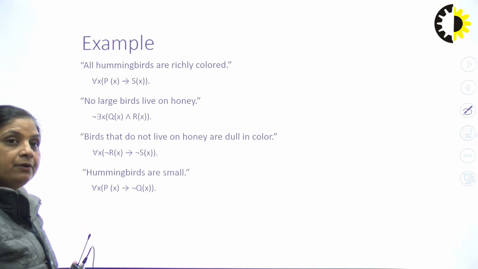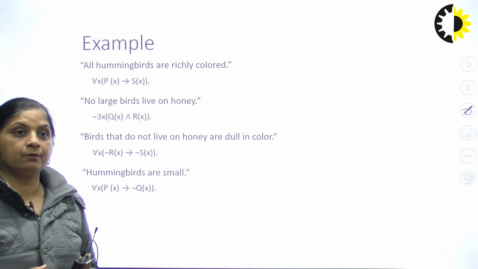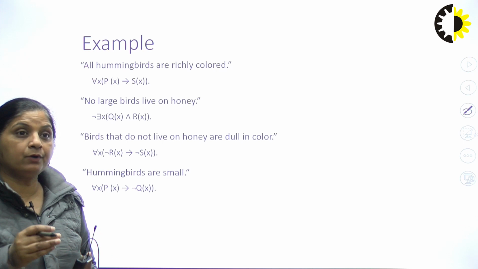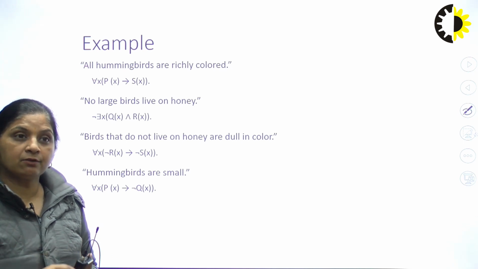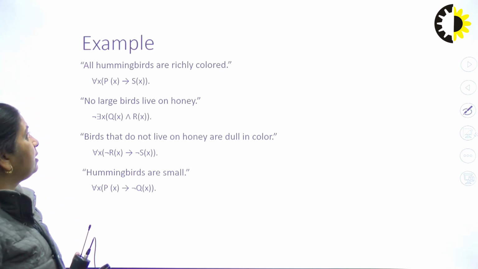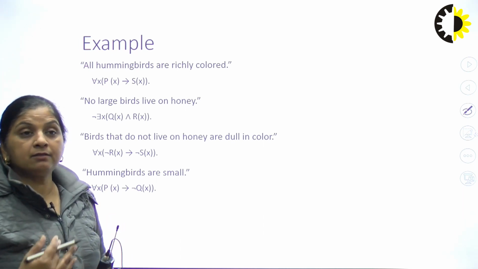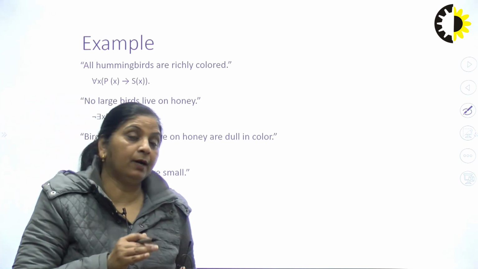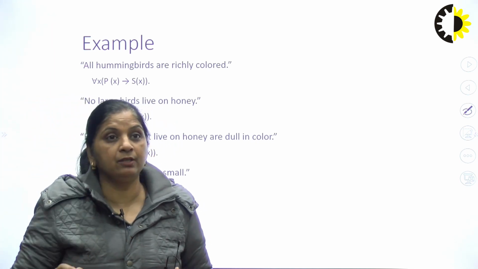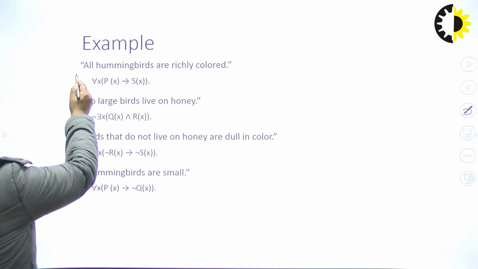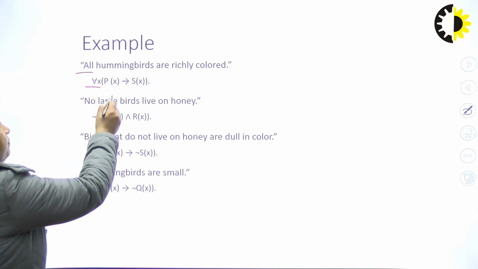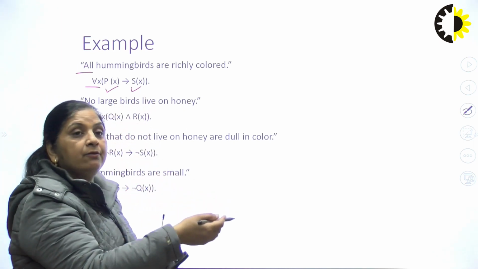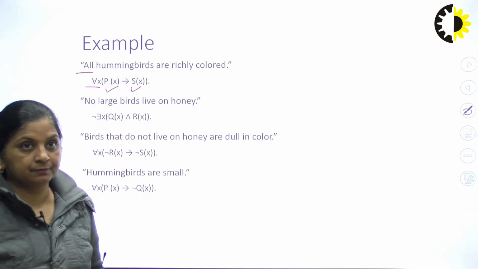Now what are we talking about? We are talking about birds, and the condition is that a bird is a hummingbird. In the first statement we are also talking about color. We say rich in color, and in another statement dull in color. So we can take one predicate as rich in color. So for all x, if x is a hummingbird then it is richly colored. For richly colored we have taken the predicate Sx.